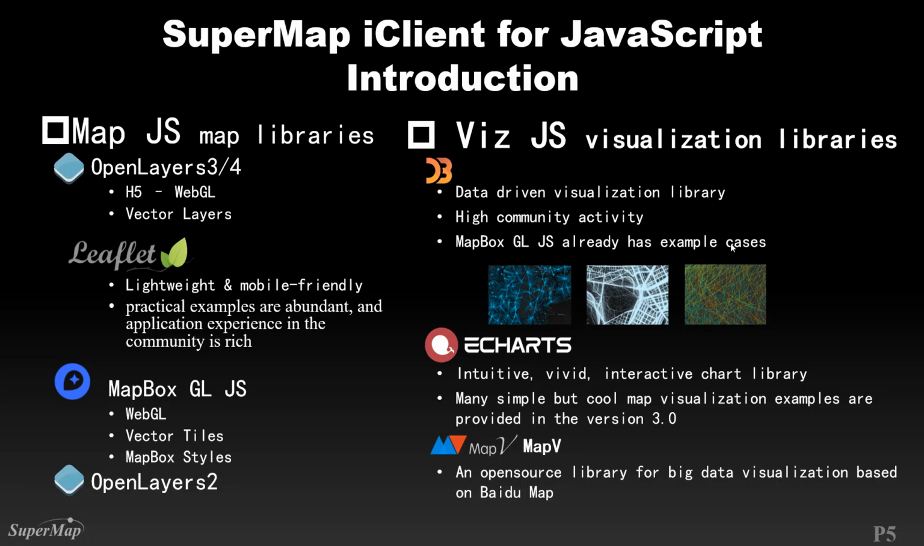2 other visualization libraries used are Echarts and MapV from Baidu. I believe that many of you have previously used the core statistical library, Echarts. There are also many examples of this kind of map visualization in version 3. MapV is an open source library for big data visualization.